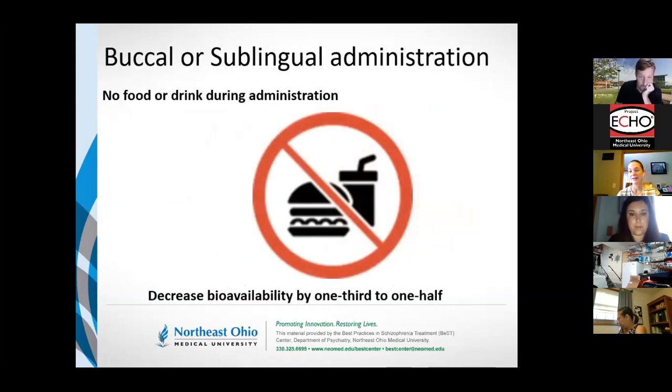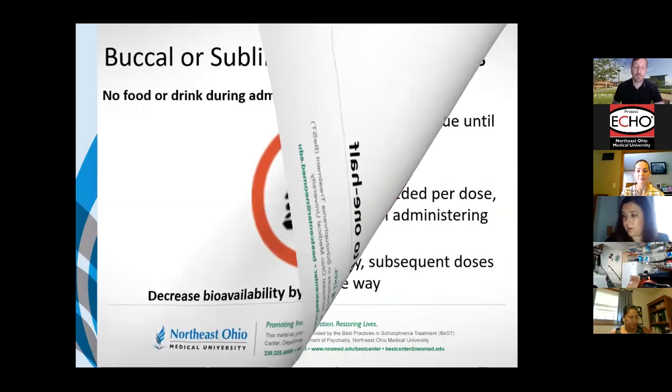So again, even more important than with the buccal administration, no food or drink. It's going to be right underneath the tongue. It would be very easy to dislodge and accidentally swallow. And letting patients know the reason why that's so important is the bioavailability. The amount of medication you're going to get from those tablets or films will be decreased by 1/3 to 1/2. So really a significant decrease that they're very likely to notice.